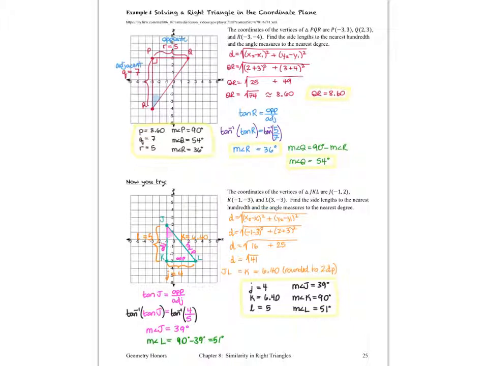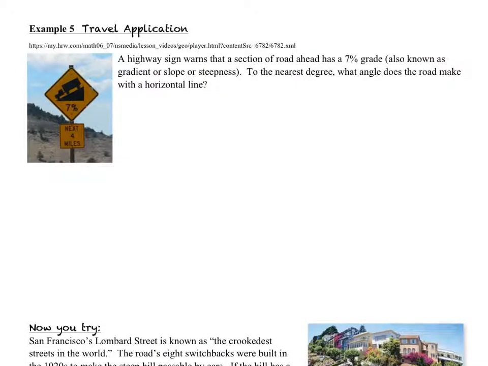All right, let's take a look at another application of the inverse trigonometric functions on the next page for example 5. Example 5 reads, a highway sign warns that a section of the road ahead has a 7% grade, also known as a gradient or slope or steepness. To the nearest degree, what angle does the road make with a horizontal line? Although we have a picture of the road sign, it's definitely going to be helpful to us to have a diagram. So let's draw a triangle to start with.